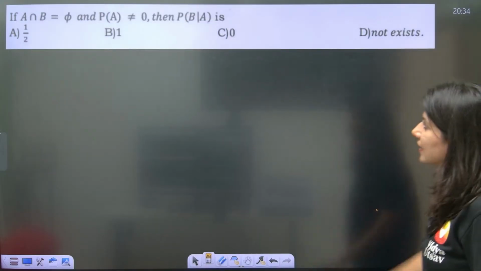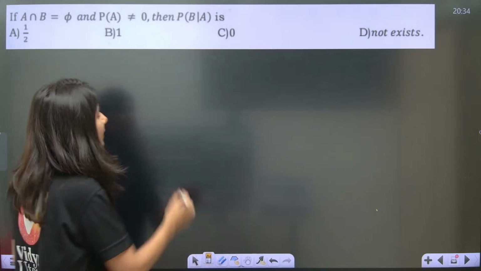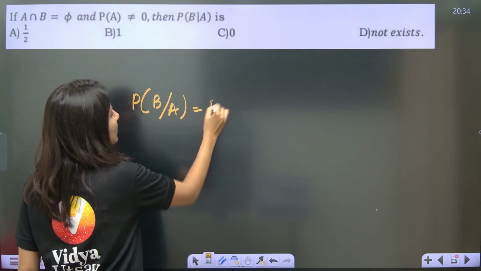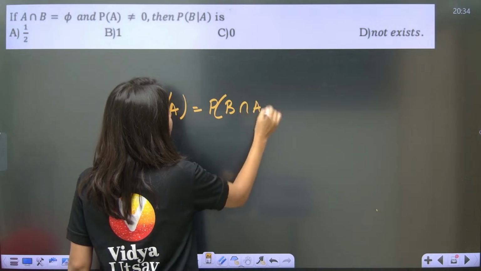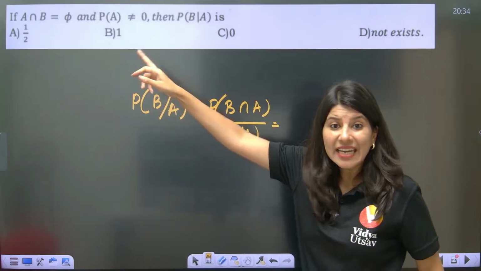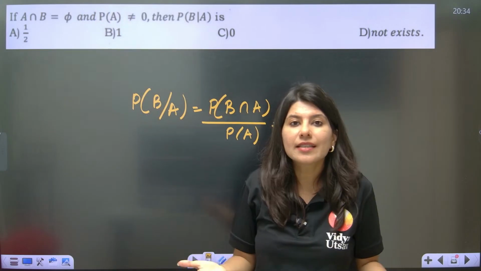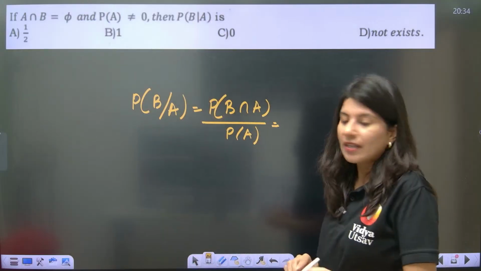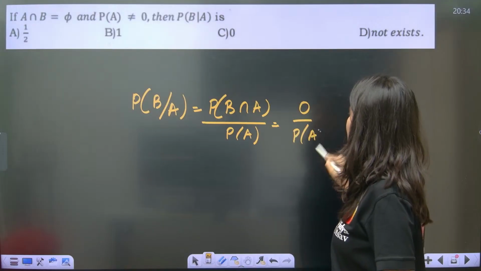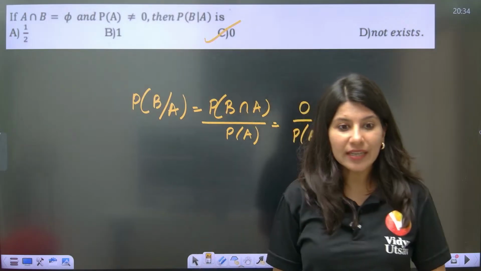Then we have this. Again, conditional probability. I told you it is important. They are saying probability of B given that A has already occurred. So we know probability of B intersection A upon probability of A. This is the formula. Now you know that A intersection B is a null set. How many elements are there in A intersection B? 0 elements, null. That means probability of A intersection B is 0 upon probability of A. So the final answer is a big fat 0, option C, absolutely right.